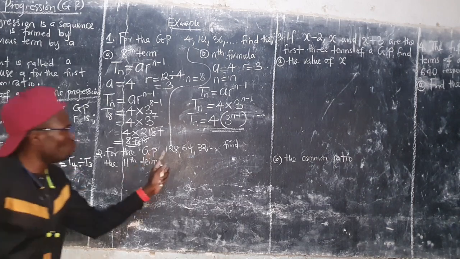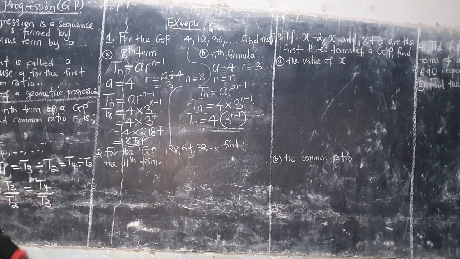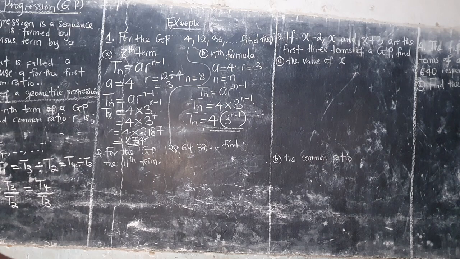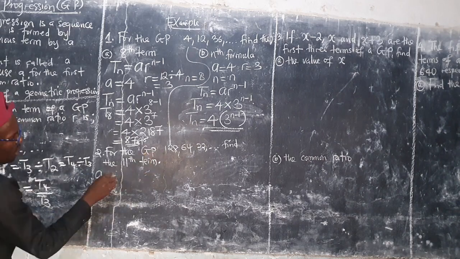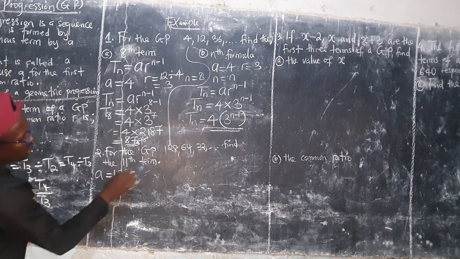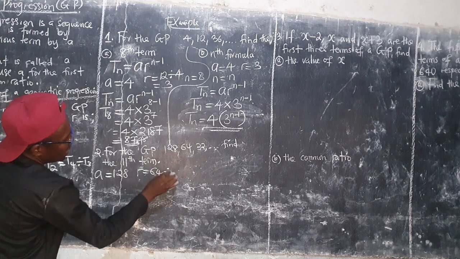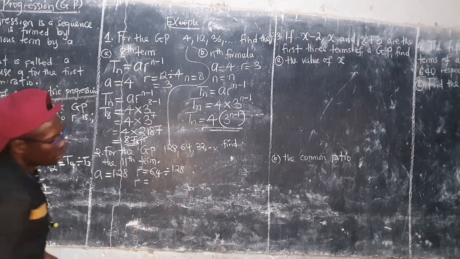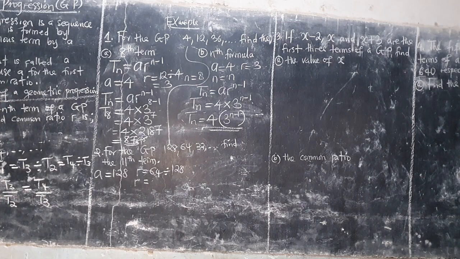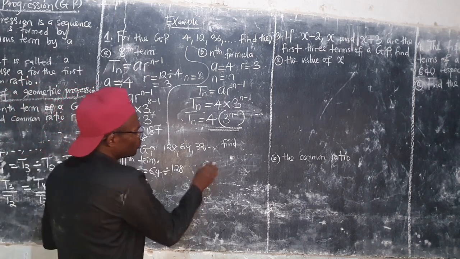Given the GP 128, 64, 32, find the 11th term. What is the first term there? 128. What is R? 64 divided by 128. You are supposed to leave your answer as a fraction. Now, 64 divided by 128 gives 0.5.